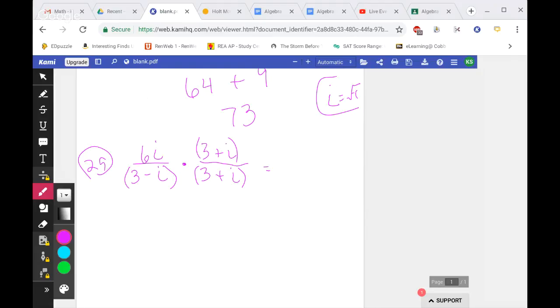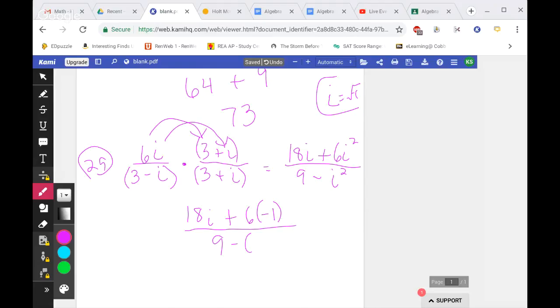Okay, so on the top, we got to distribute the 6i to the 3 plus i. So that's going to be 18i plus 6i squared. Because what I've done is distribute this to both of those. And then on the bottom, this is quote unquote the difference of two squares, or multiplying by the conjugate. So I've got a 9 because 3 times 3, then that middle term, they would cancel out. Minus i squared. Which all of that rewritten is 18i plus 6 times -1 all over 9 minus a -1.